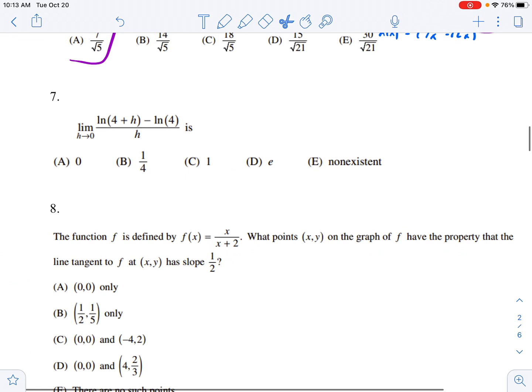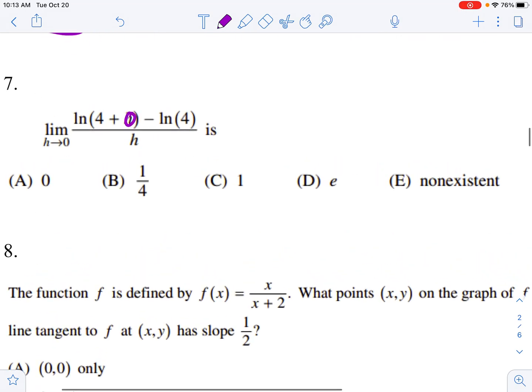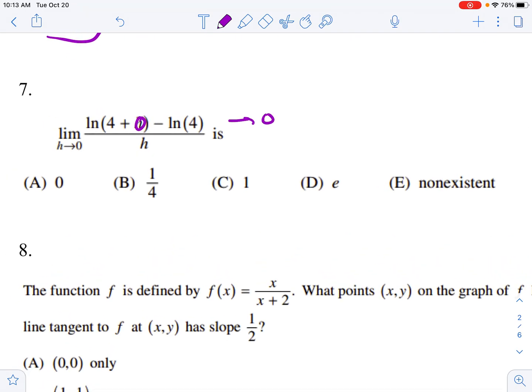All right, so number 7, we got a limit here as h approaches 0. Now, if I plug 0 in for h, I get ln of 4 minus ln of 4, which is 0, over 0. So this is indeterminate form. Okay, but here's the thing. There's no algebra we can do on this to clean this up. It's not like we're going to factor and cancel here. It's not like we're dealing with radicals, so we're going to multiply by binomial conjugates. It's nothing like that. And this is actually a non-calculator problem.